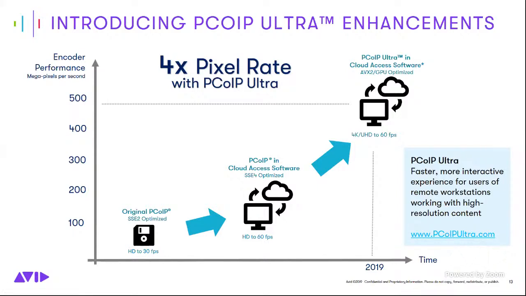Firstly, if you're using CPU-based encoding, we take advantage of the AVX2 instruction set, which is effectively acceleration features on a server or a workstation processor to get you very fast encoding without using much CPU resources.